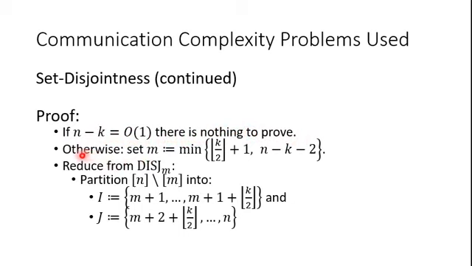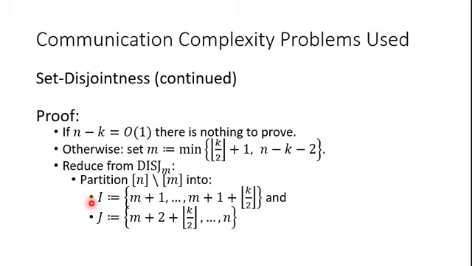So we'll assume otherwise. In this case, we'll set m to be the minimum between the lower bound of k divided by 2 plus 1 and n minus k minus 2. We'll soon see why we're doing this. What we'll do is reduce from disjoint m, which we just saw earlier, where we know the lower bound from the literature. We will partition the indices of 1 through n without the indices of 1 through m. That means what's left after we remove these indices, into two disjoint subsets.